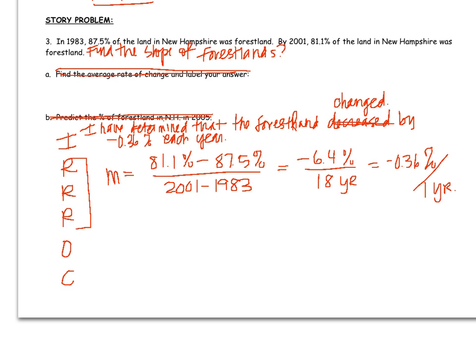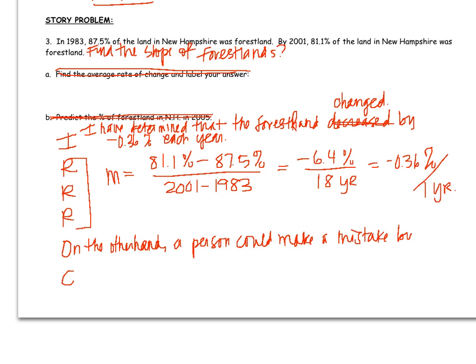Now, where could a person make a mistake? The number one mistake, on the other hand, a person could make a mistake by having the years on top. That's the number one mistake with slope, is that people put the x values on top instead of the y's. Okay, so that's the number one slope mistake.